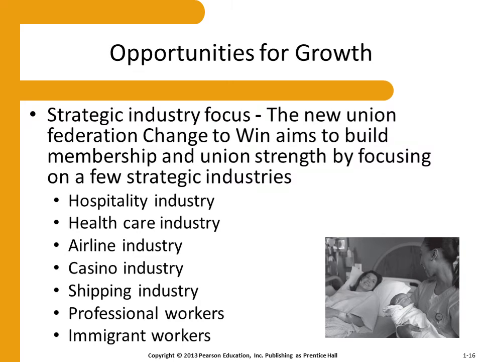And so here, given what we talked about, this shrinking of union representation, we also can see some of the industries where there are opportunities for growth, and those are in industries like the hospitality industry, the healthcare industry, airline and casino industries, shipping industries, professional worker industries, and immigrant workers. And each of these opportunities, right, are unique to specific industries, and so the workers in those industries generally have unique concerns around some of the characteristics in those industries.